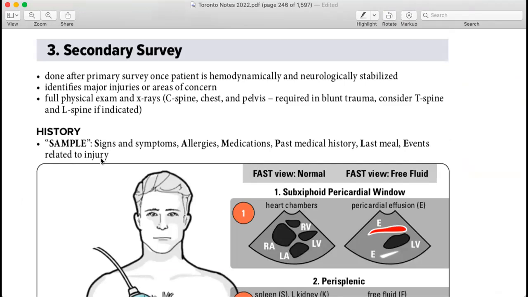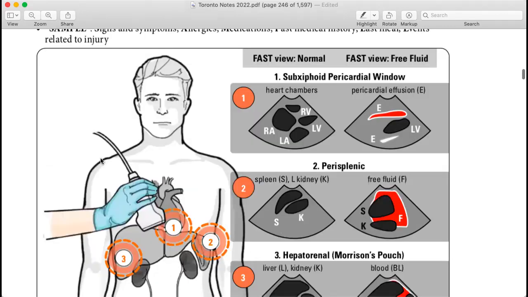They can ask you in the CDM question to write down what questions you would like to ask in the particular scenario. Based on that scenario, if this is a poisoning, you are going to ask for last meal, signs and symptoms, medication. If this is a trauma, you are going to ask for the events related to the injury, past medical history, medication, signs and symptoms. All of those things.